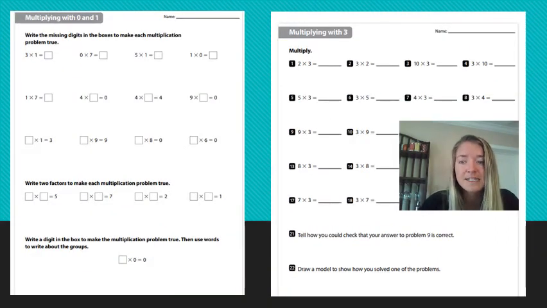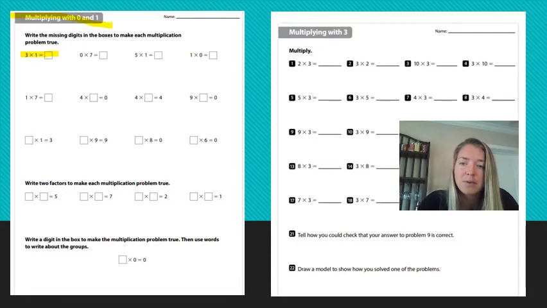On this next page of the packet, we'll be multiplying with 0 and 1. So to help us solve equations on this page, I want you to think about 2 rules. The first one is any number multiplied by 1 is going to be itself. So let's take a look at problem 1 for an example. It says 3 times 1 equals blank.